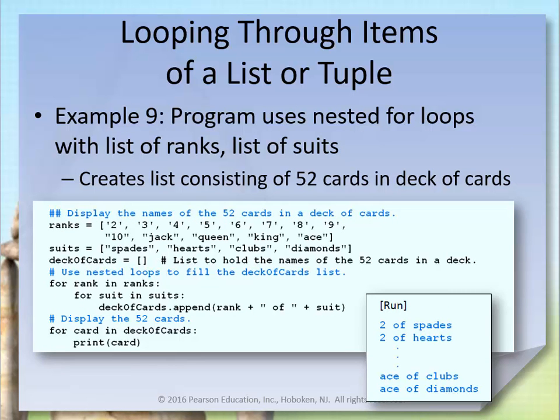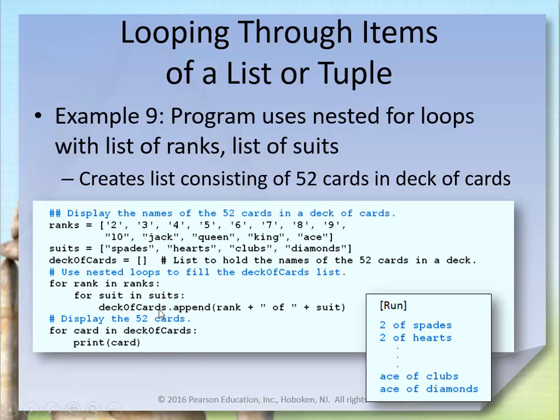Here's another example using a deck of cards, creating a list that has 52 cards. So we start off with a list of the possible values that are in the rank of the cards, and another list that are the possible values for the suits. Then we establish an empty list called deck of cards that's going to hold all of the values as we loop through. So for rank in ranks and for suit in suits, so here's a nested loop, but pay attention to this part. This is important here.